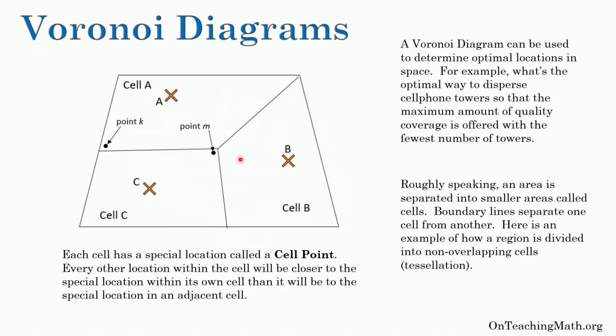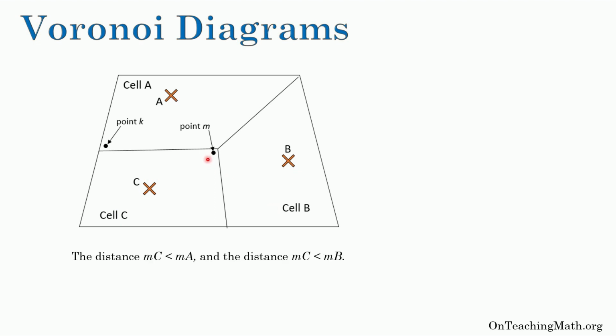Let's simplify this. Here I've got three cells: cell A, cell B, and cell C. Each of these cells has its cell point marked with an X. Point A is the cell point of cell A, point B is the cell point of cell B, and point C is the cell point of cell C. Each location within cell C is closer to C than it is to A or B. Like point M, for example, is going to be closer to C than to A, because M is in cell C. So it's closer to point C than it is to the cell points of its neighboring cells. That's half of what you got to know right there.